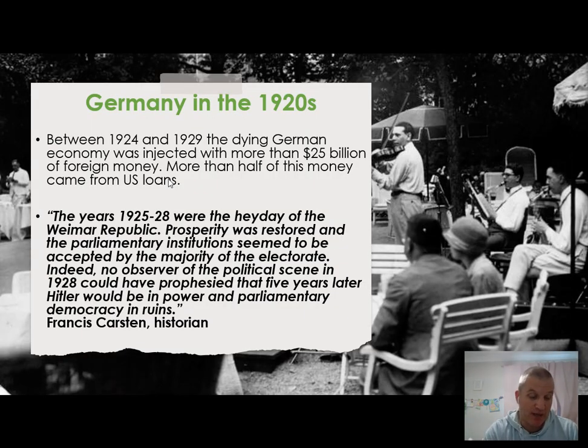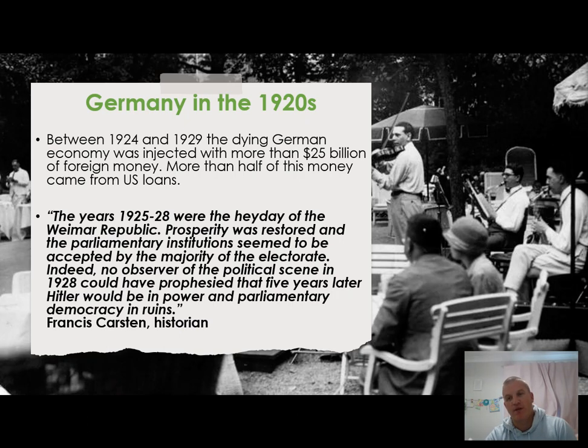However, they come up with a new plan, the Dawes Plan, and that leads them out of economic hyperinflation, and things start to prosper in Germany from 1924 to 1929. Within 2 years, by the time we hit 1925, Germany's economy is booming. It's only second to the US, so it's the fastest growing economy in Europe at the time. The reason for this is that the German economy was injected with $25 billion worth of foreign money. More than half of that is coming from the US.